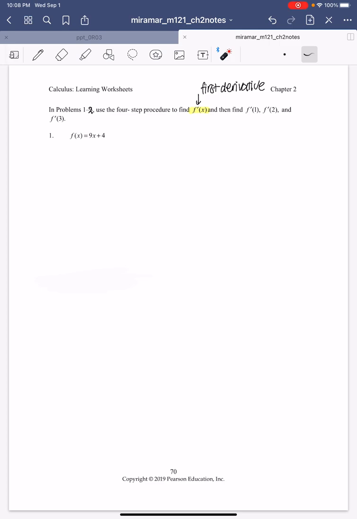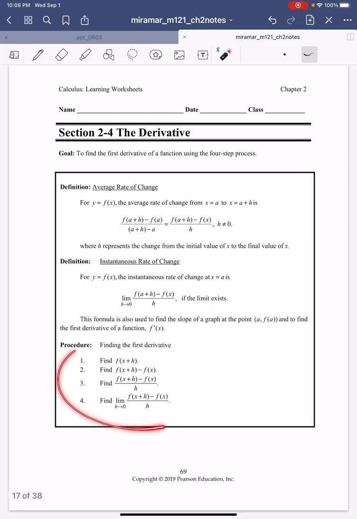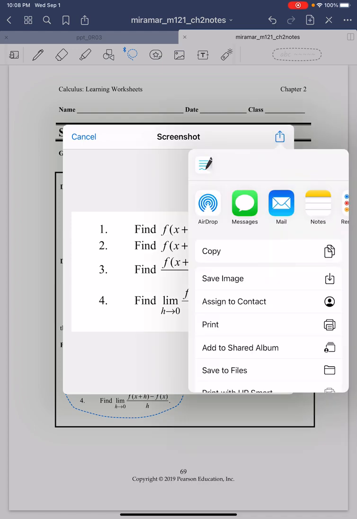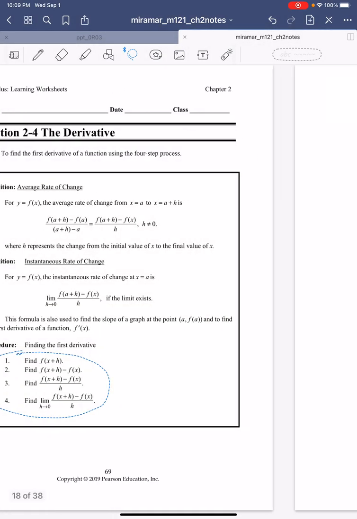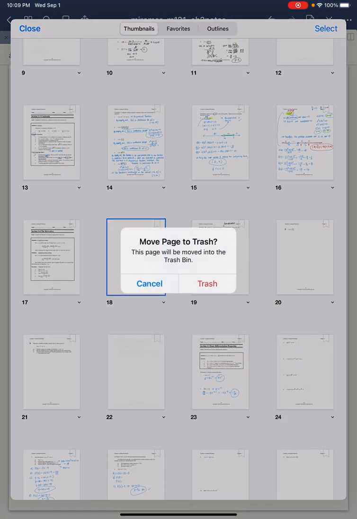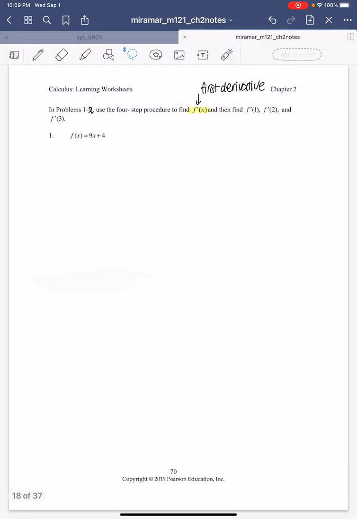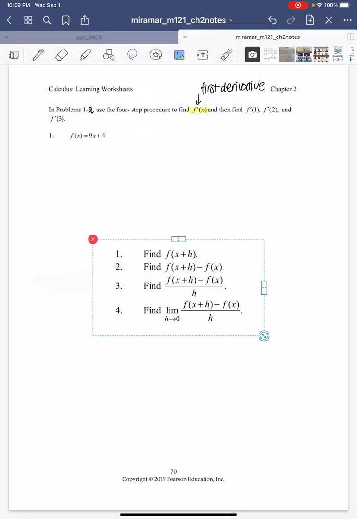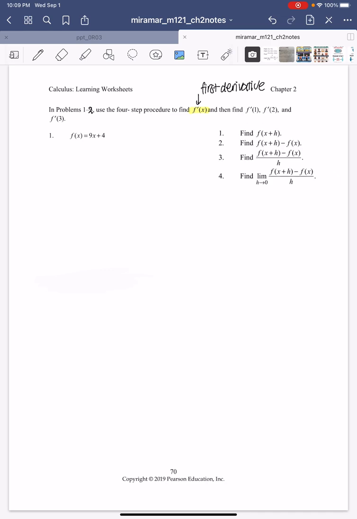So let's start with finding the derivative using the four-step procedure. Where is the four-step procedure? Right there. I'm going to take a little bit of a screenshot, and then let's erase this one. Put it right over here so I am reminded what the four-step procedure is. So this is how to find the derivative using the four-step procedure right there.